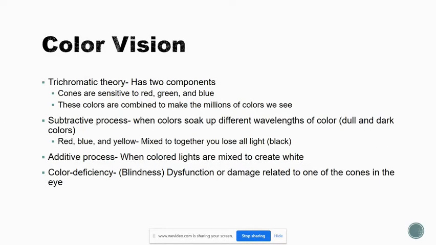So color vision, there's the trichromatic theory, which has two components. The components are that cones are sensitive to red, green, and blue. So it says that the cones in your eye, your color receptors, bring that information in.